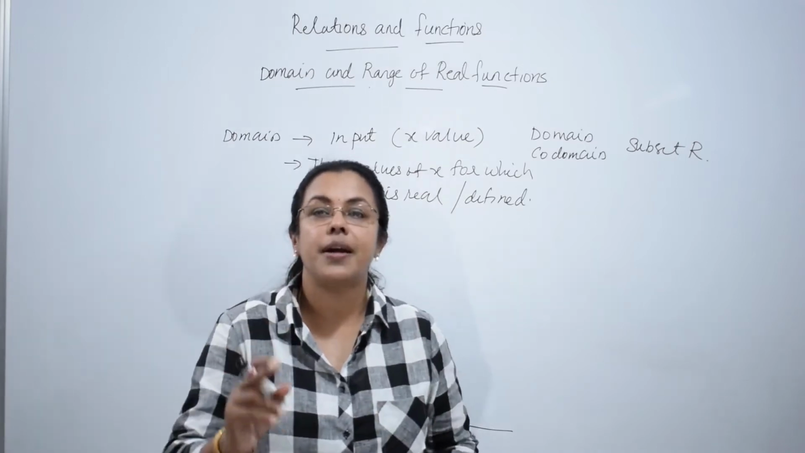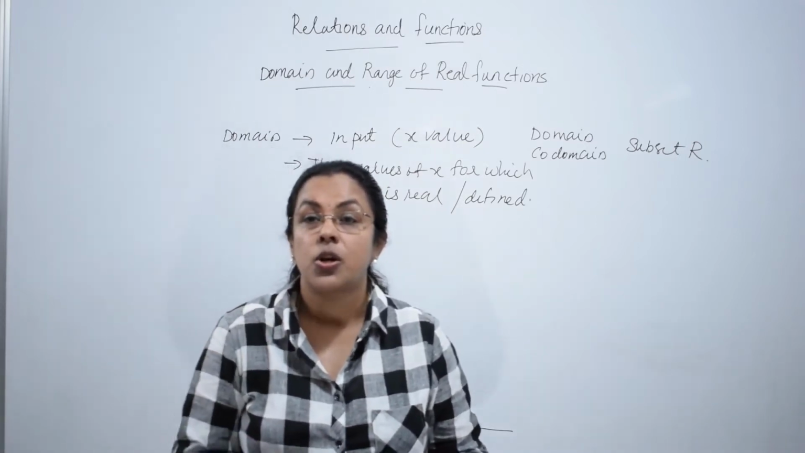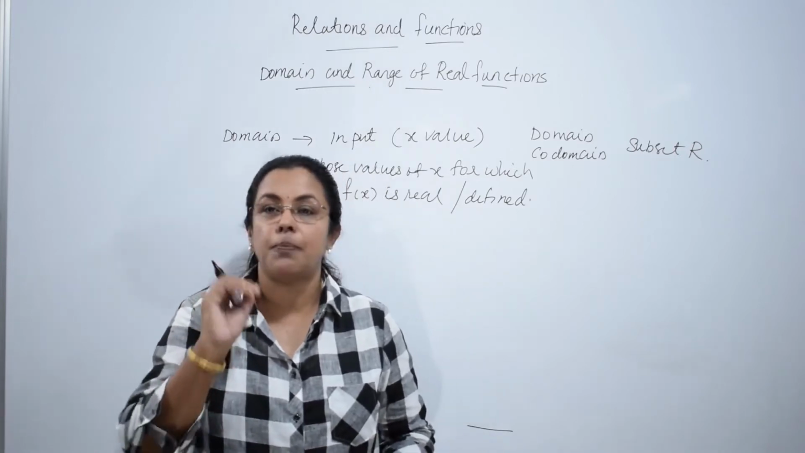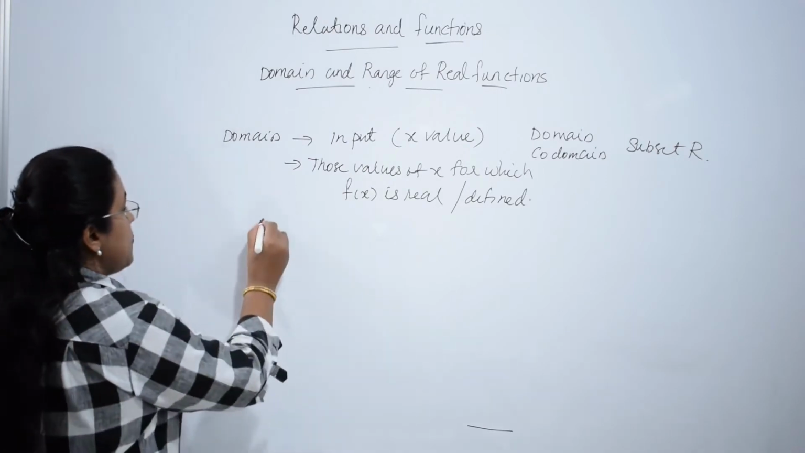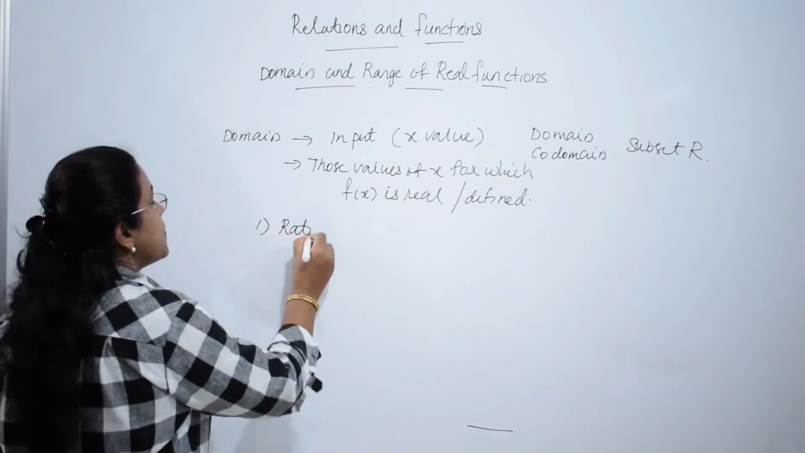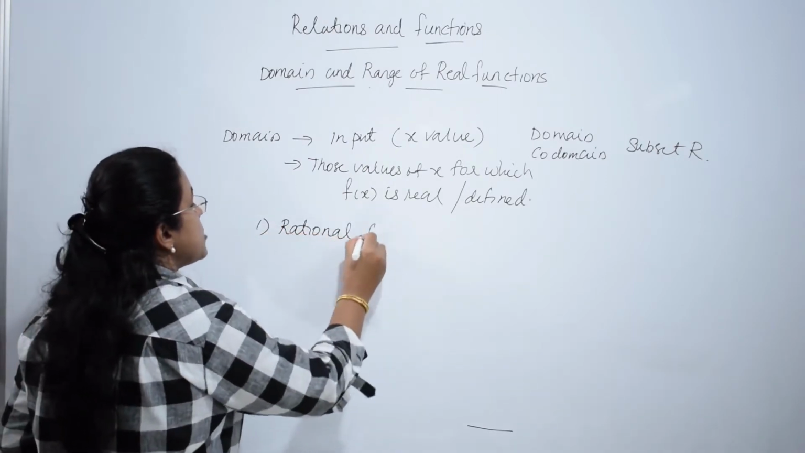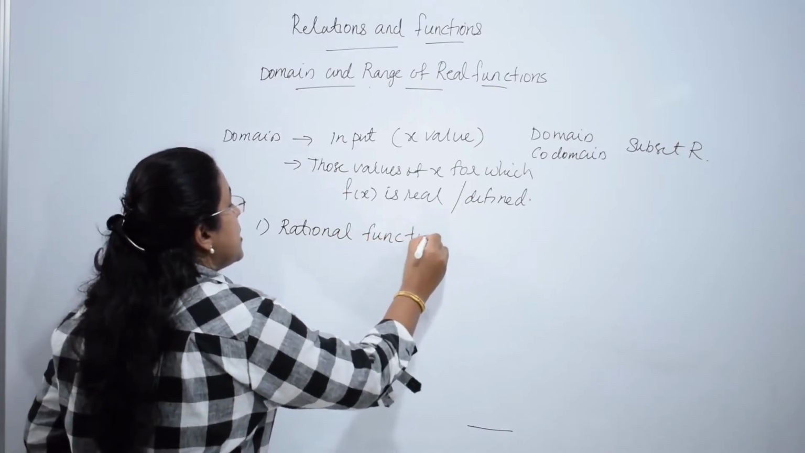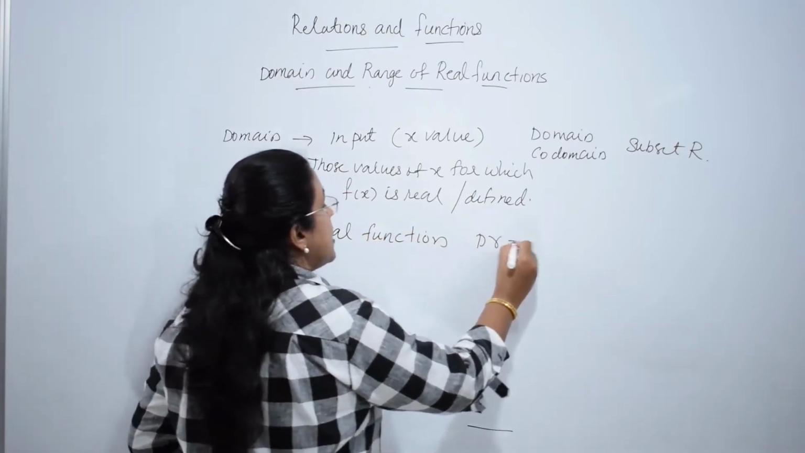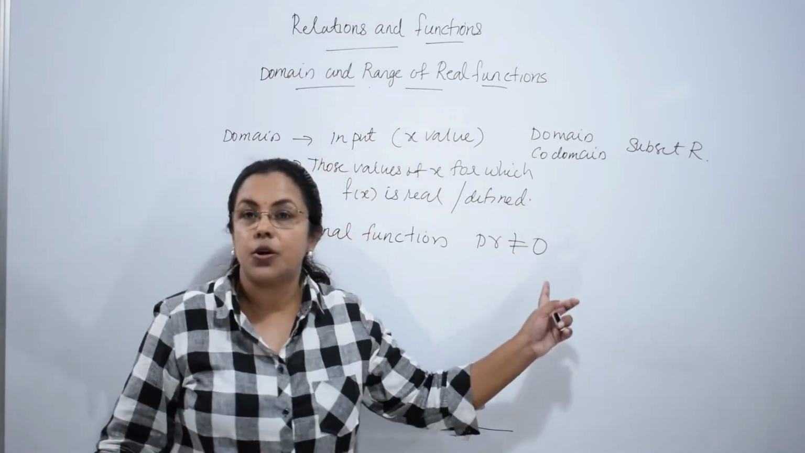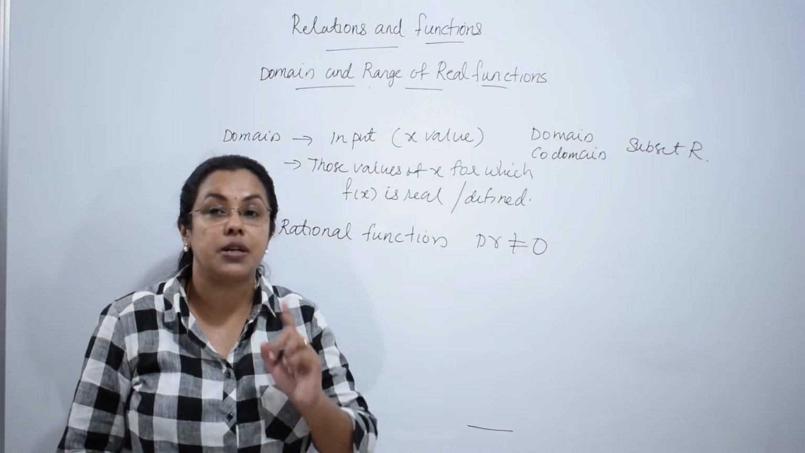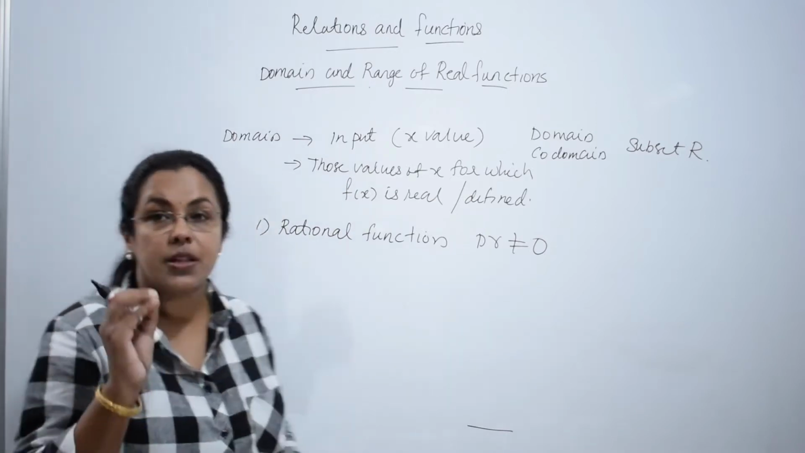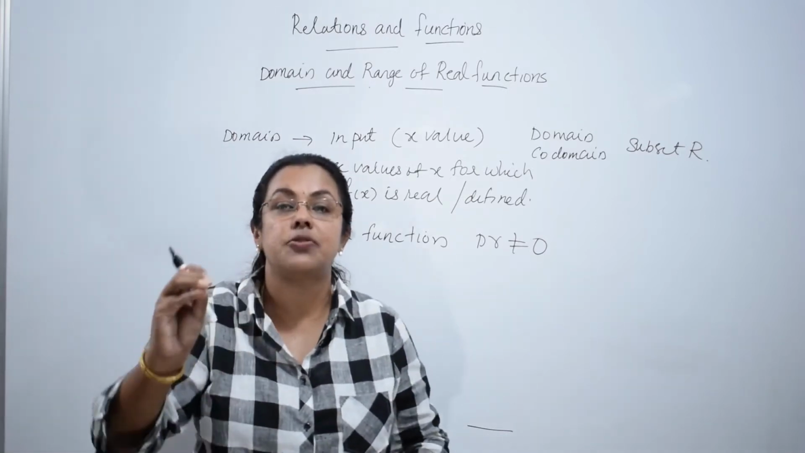In order to find the domain of a function, you have to keep in mind 3 points. What are the 3 points? First point, if it is a rational function, then denominator not equal to 0 will give the domain. I will explain it with examples. First of all, understand the 3 points.